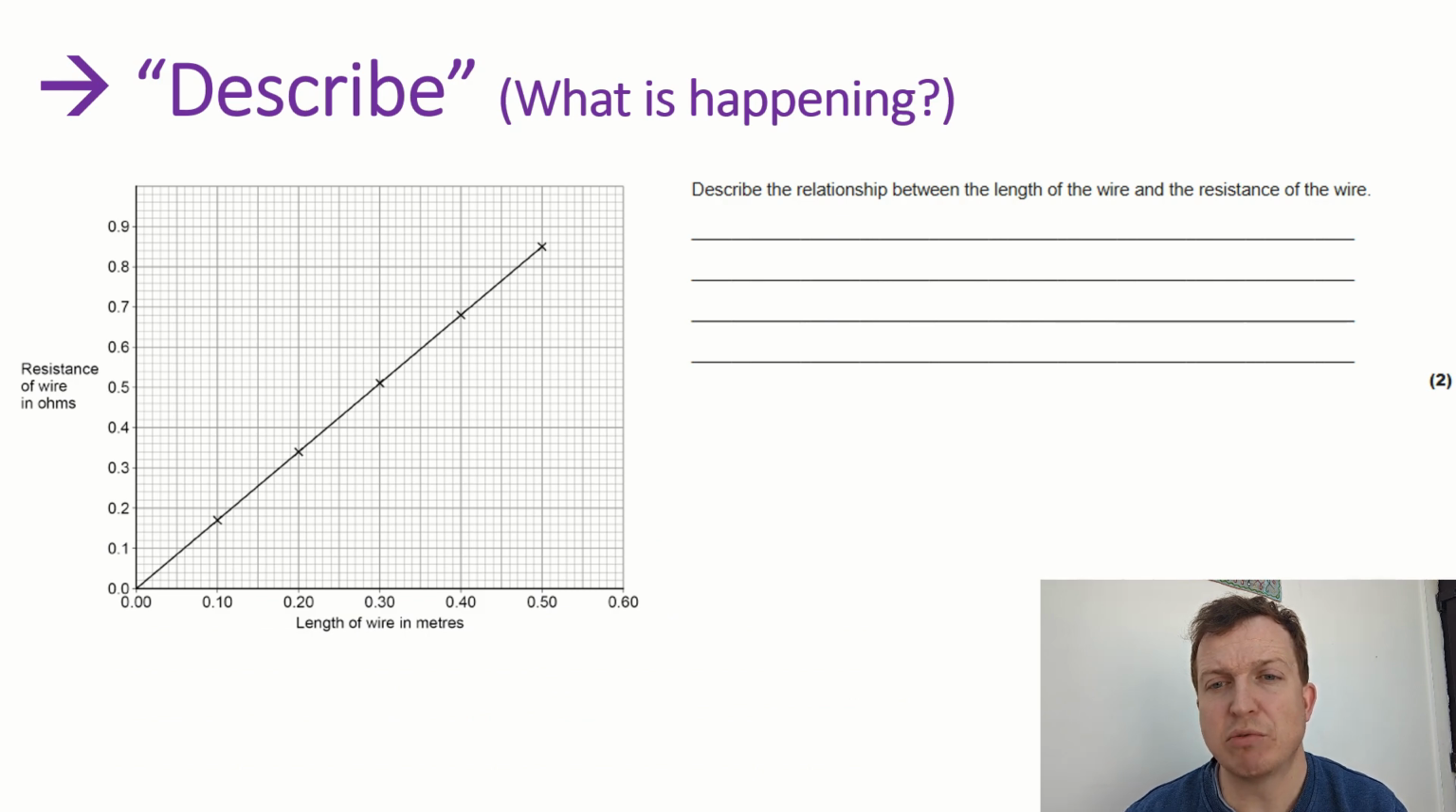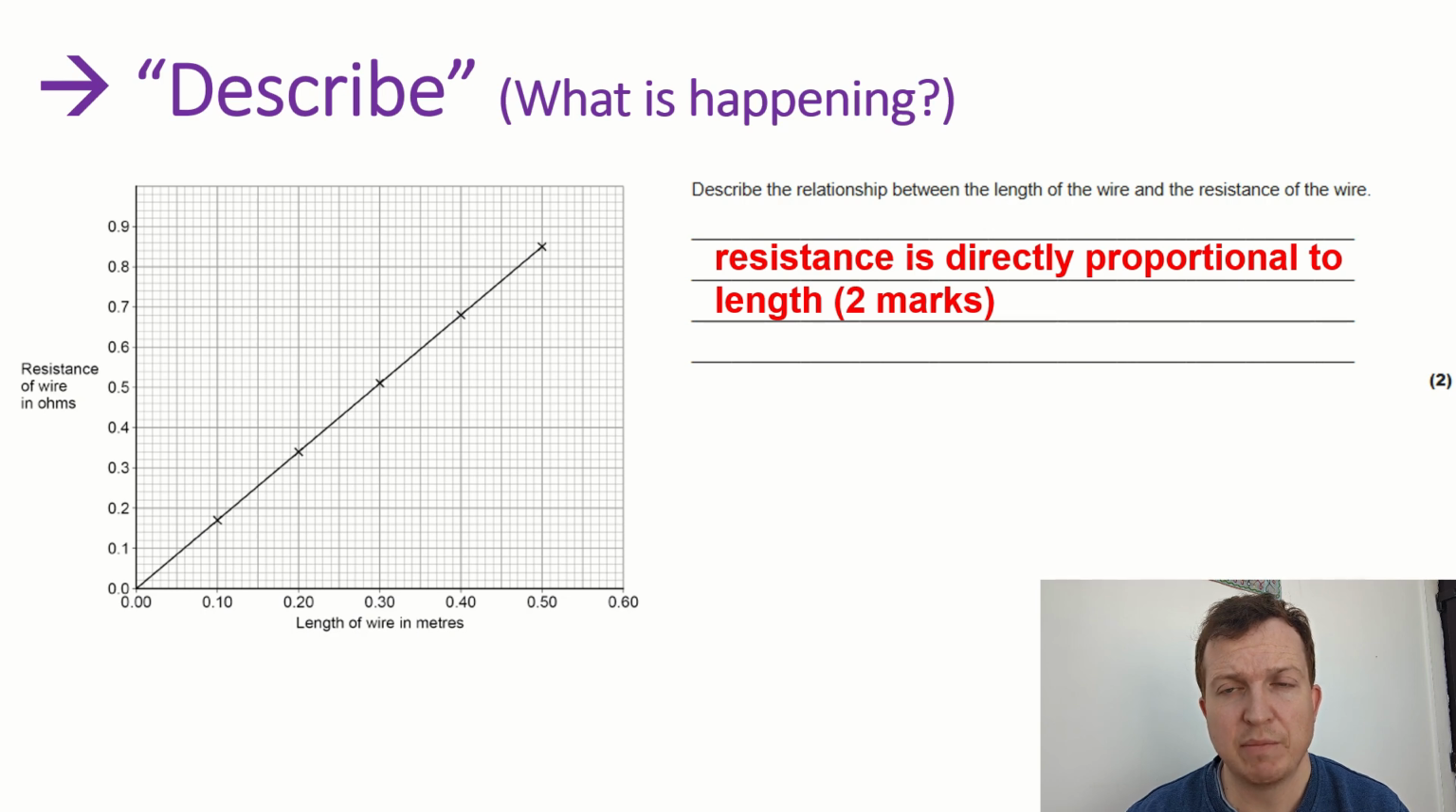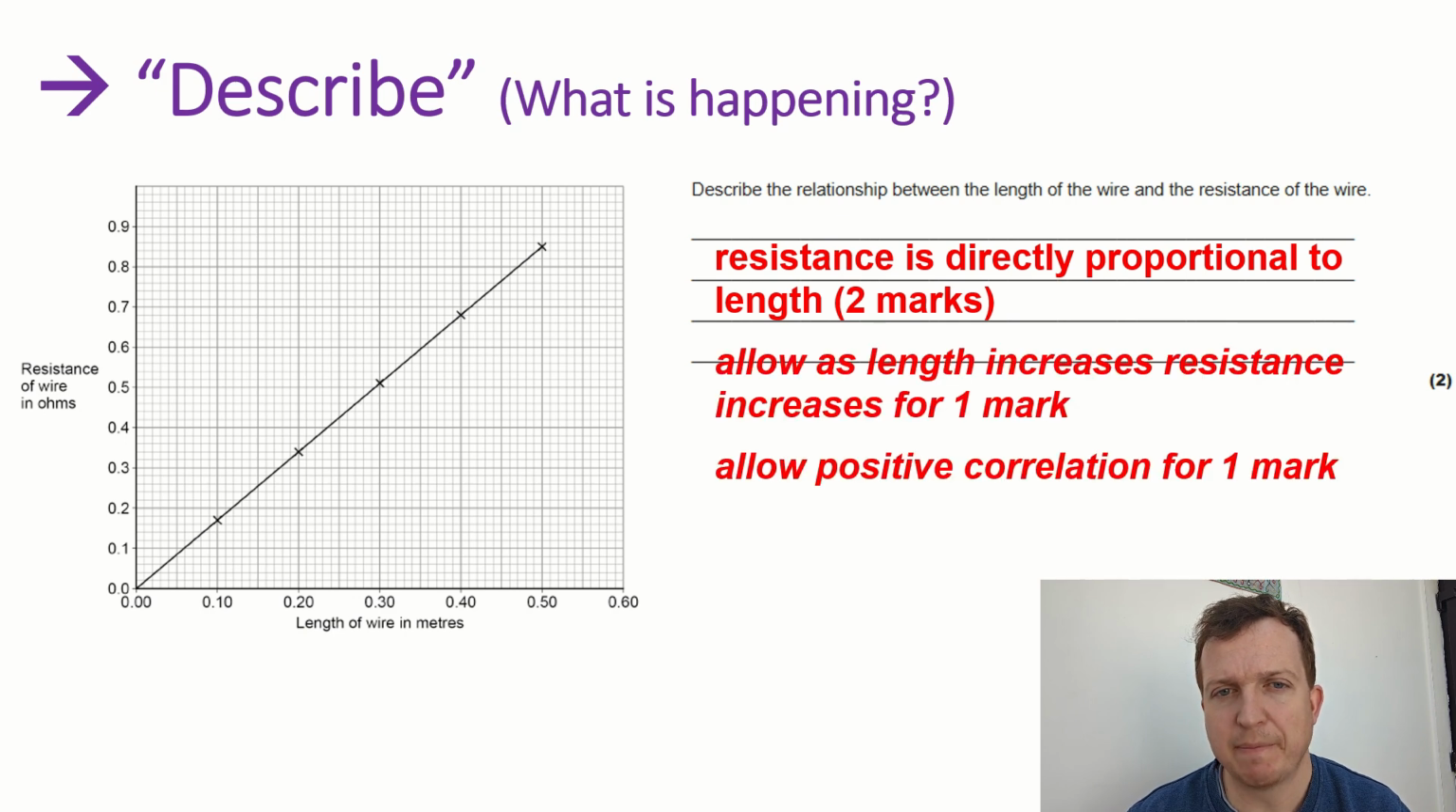Next one, we're describing a relationship between length and resistance. Now from this graph, it's only a describe question. We do not need to start explaining it. It's really simple, 2 marks this one. It's a straight line through the origin. To just describe it, we're just going to say the resistance is directly proportional to length. If you want 1 mark instead of 2, you'd say length increases, resistance increases, but it's a straight line through the origin, which shows us it's directly proportional. So that's all we need to do to describe that. That would be 2 marks in that question. We do not need to explain it.